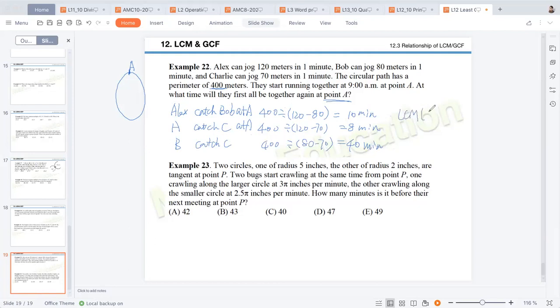The LCM of 10, 8, and 40 equals what? Equals 40. So they will meet again at 9:40. Okay. We will meet again at 9:40. This question is a little difficult. So please look at question 23.